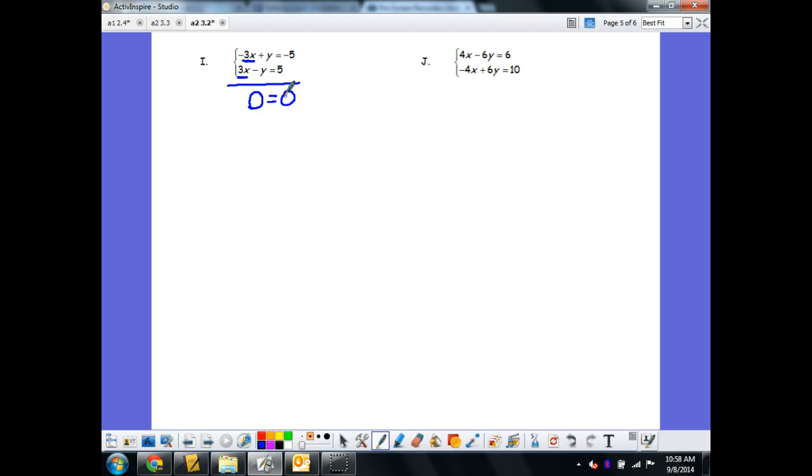And we ended up with something that was always true, which means that these lines are always intersecting no matter where you are on the line. So these two lines are the same line. They are always intersecting. So what that means is we have infinitely many solutions.